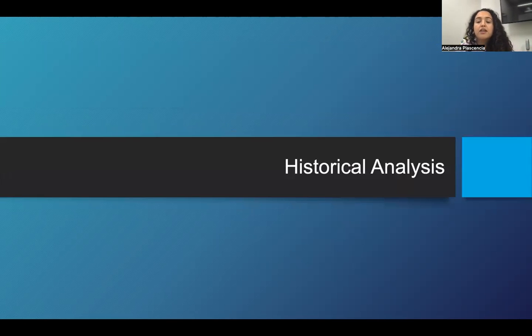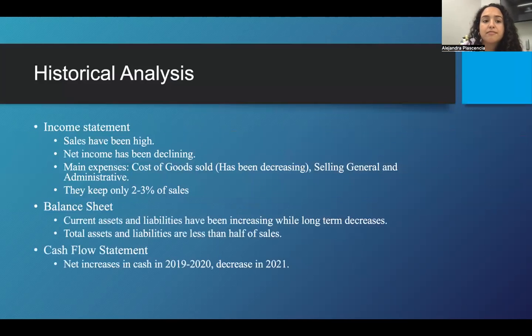Next, I wanted to go over a historical analysis of the company's financial statements for the past 3 years. So starting out with the income statement, the things that stuck out to me most were just how high the sales have been. So Walmart has been selling around $500 billion in sales, and somehow their net income has still been declining. Their sales for the company have been increasing over the past 3 years, but they've gotten lower in percentage.